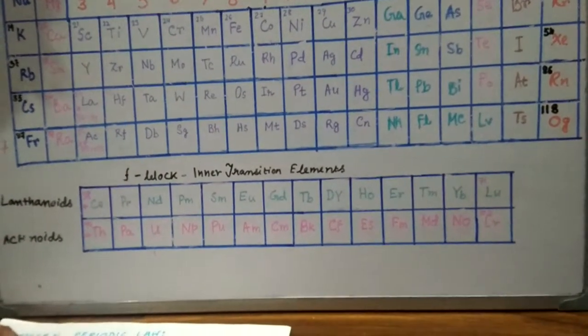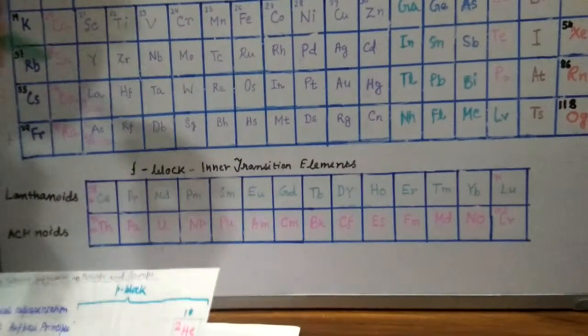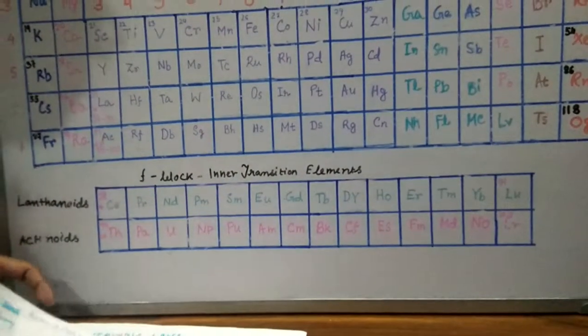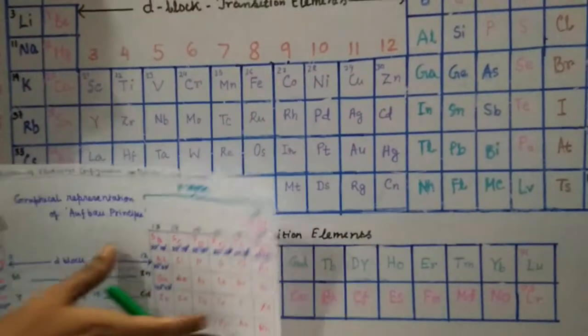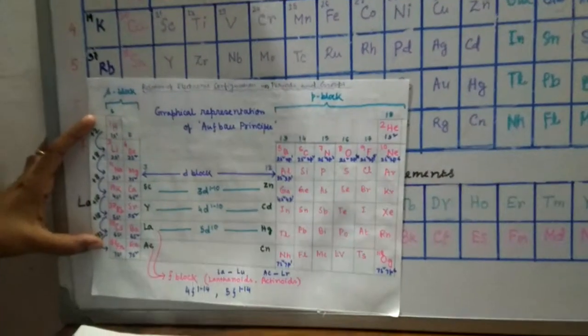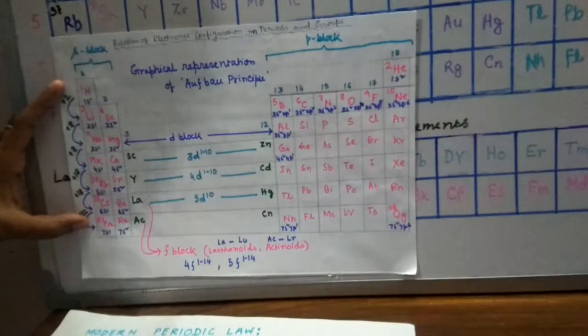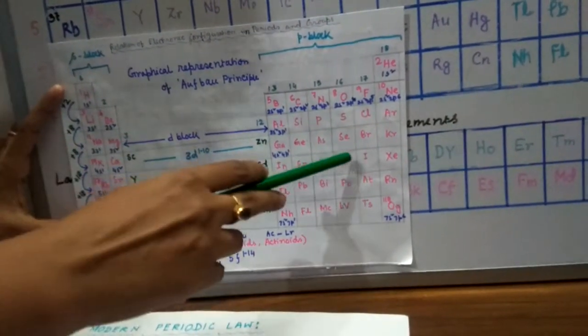Now we will see what the relation is between the position of these elements and the electronic configuration of these elements. That is our main aim. So look here. In this periodic table, I have tried to show you this relation. You see here, I have written the s block elements and p block elements.